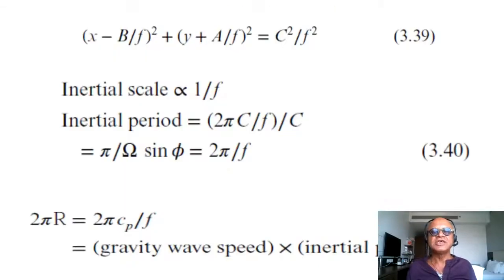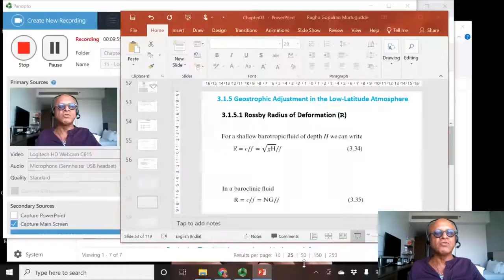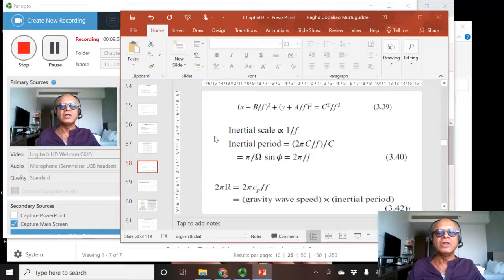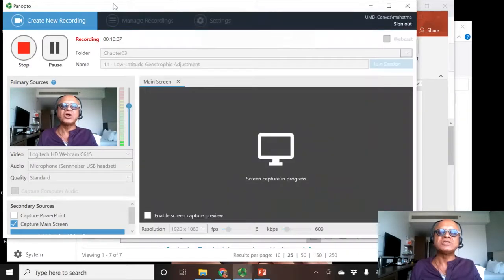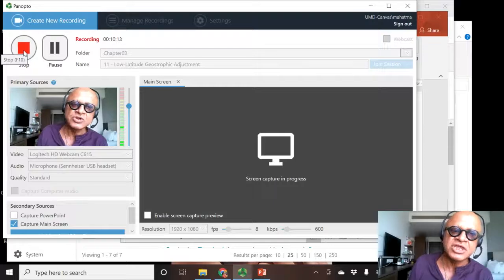Okay, these are the adjustment problems that we will discuss. We'll continue this in a minute in terms of inertial motions, but I hope you got a sense. We will see some figures that will make it clear that inertial motions are very important in the ocean, in the atmosphere. Not easy to detect, but they do exist.